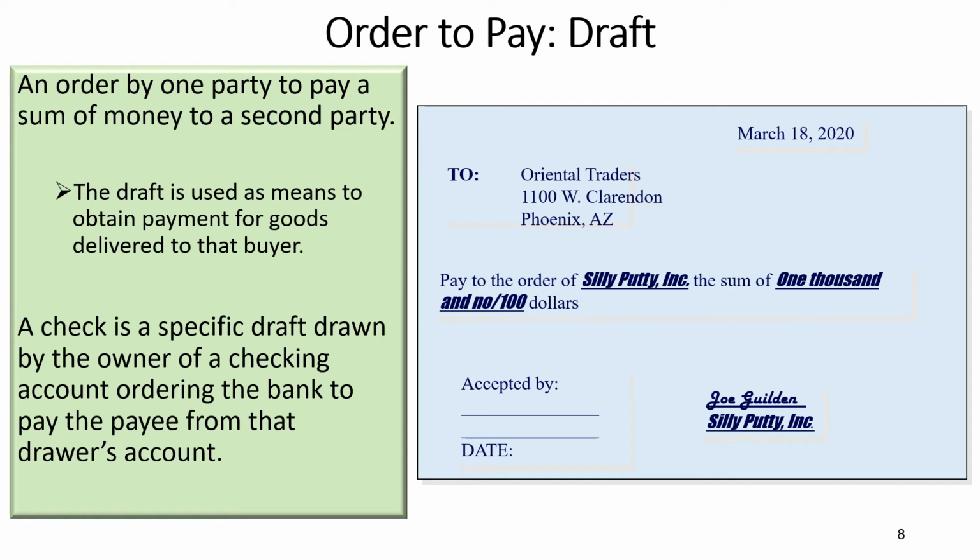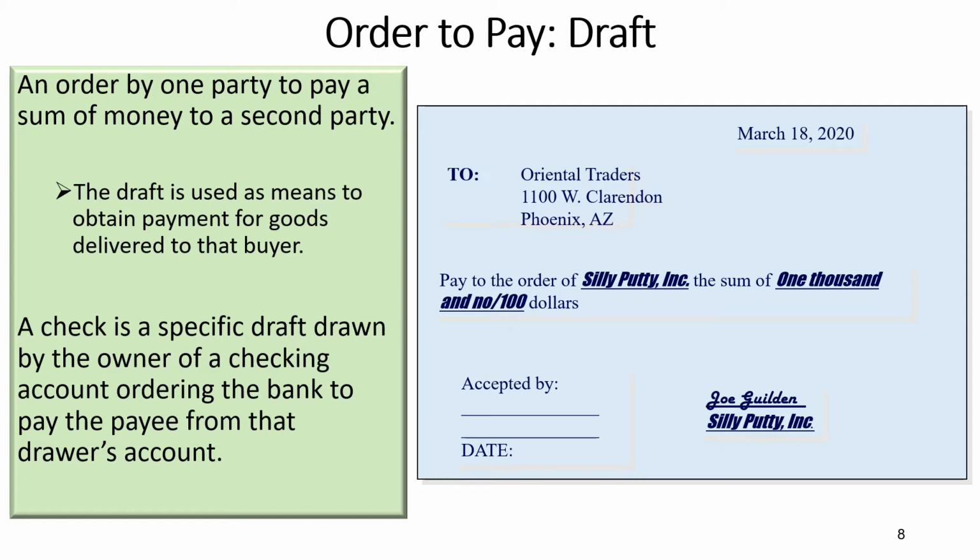Our second type of negotiable instrument is an order to pay. We've got 2 examples of orders to pay. The first is a draft. In an order to pay, you have an instrument where one party is being ordered by another party to pay a third party. So there are 3 entities in an order to pay. So an order by one party to pay a sum of money to a second party. And drafts are used as a means to obtain payment from buyers.